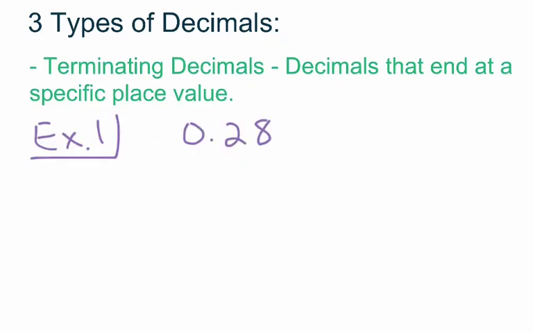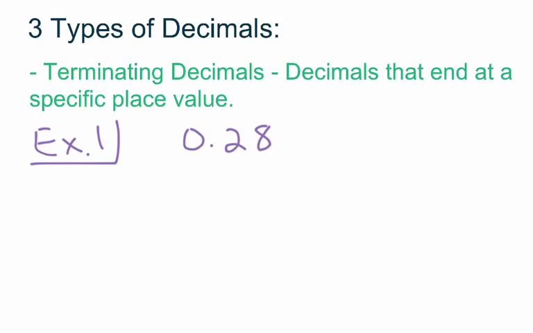So for our first type of decimal, again, we're looking at terminating decimals. Any time you're converting a decimal to a fraction, we need to look at place value. I would encourage you to write that down. When converting a decimal to a fraction, we need to pay attention to place value. So in this first example, we have 0.28.